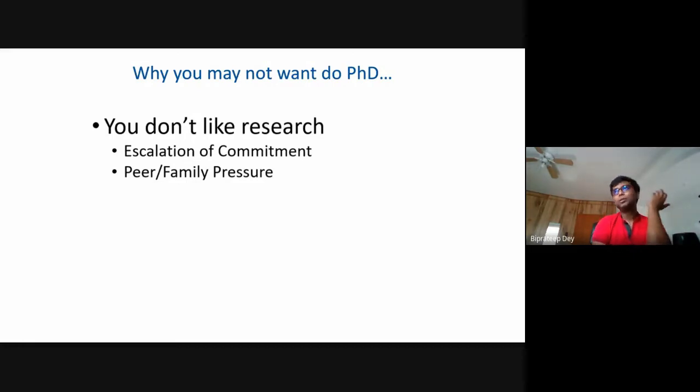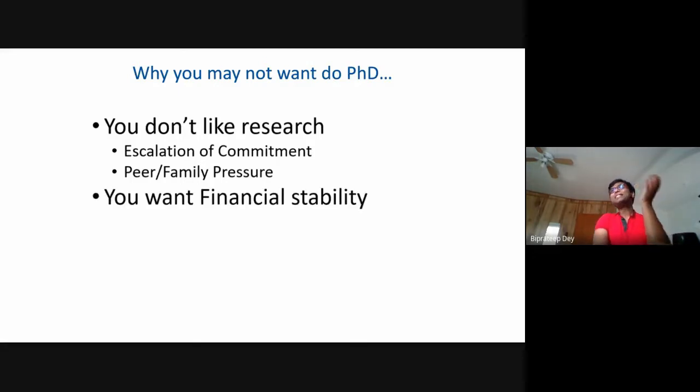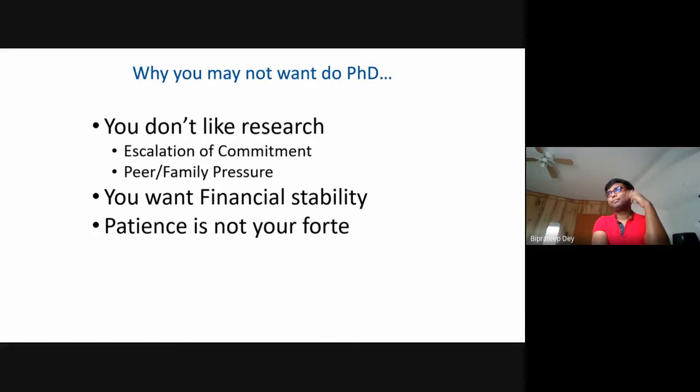But you don't do research just because your family told you or all your friends are doing it. And this is a very sad part of it. In any PhD program, you might be able to sustain yourself very well. But if you have a family to take care of, then you might not be financially stable enough to support a family. You'll always be financially stable enough to support yourself. And you need a lot of patience. Things will be slow.